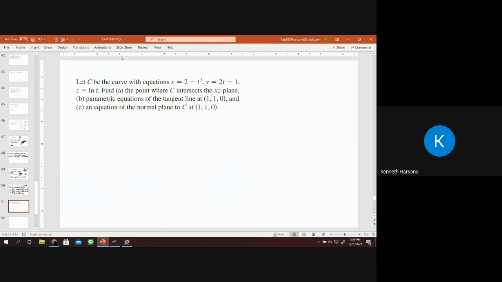So the curve is x equal to ln t. From question A, the question asks us about the point where the curve intersects the xz plane. What is the xz plane? If you see here, x, z, well, this one is x and z, right? So the xz plane is where y is equal to 0. So from this we can find the t for y equals 0.